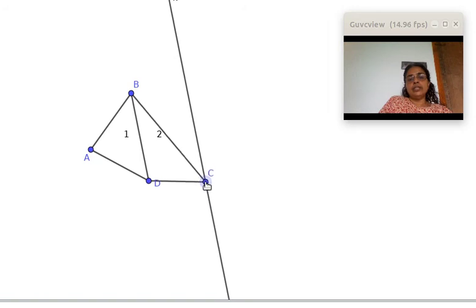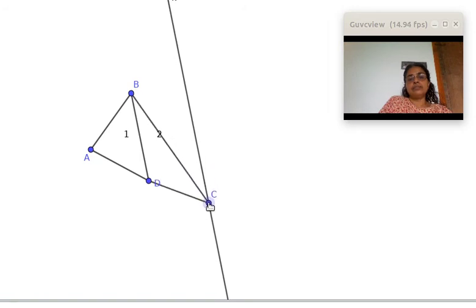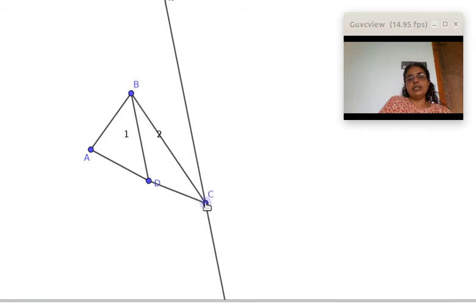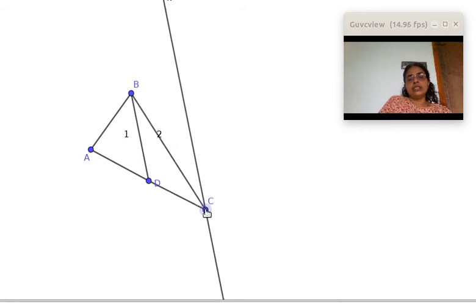Moving again. Now it is also a quadrilateral, and again moving, and at a certain point the quadrilateral becomes a triangle ABC, the triangle ABC of same area as that of the quadrilateral.